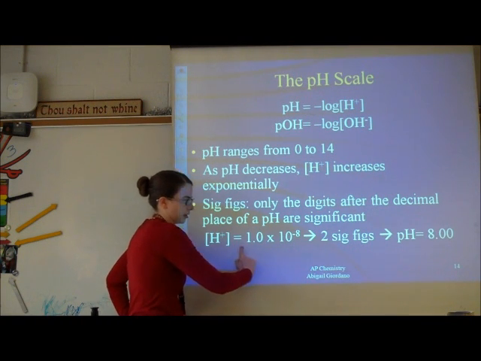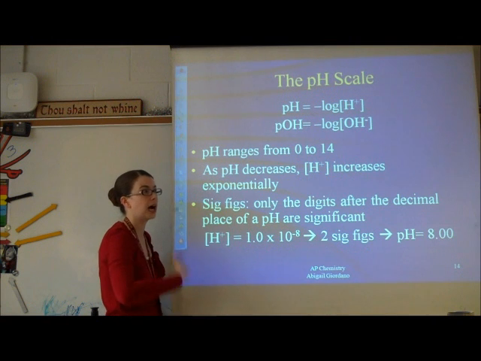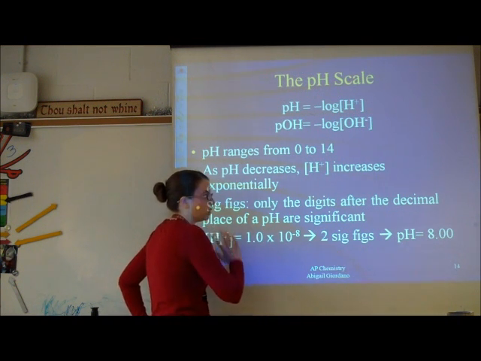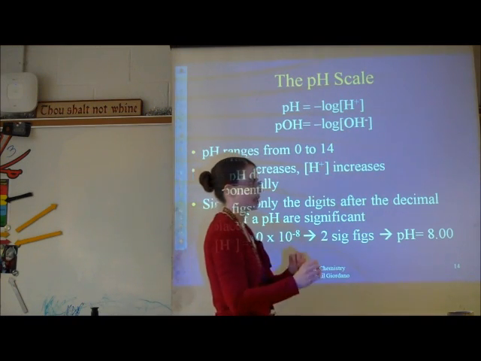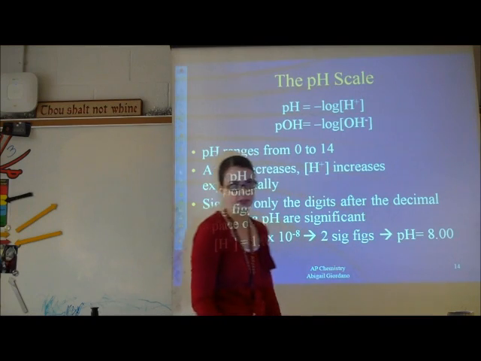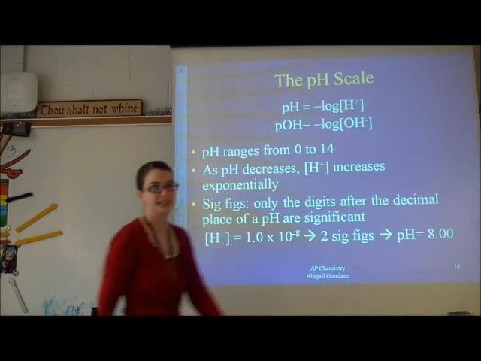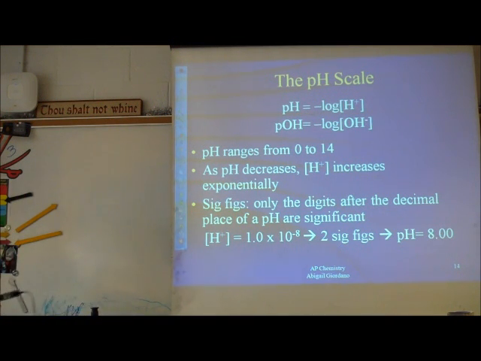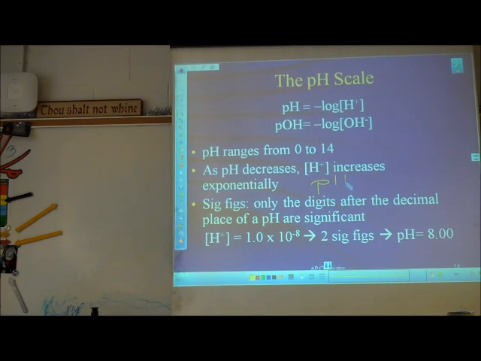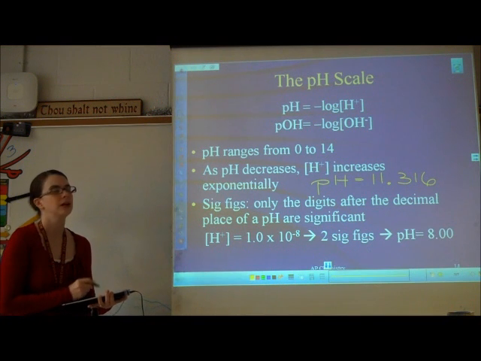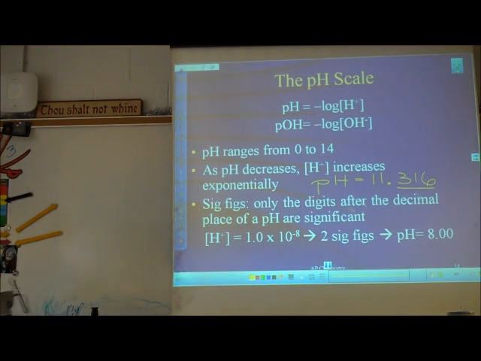Do you agree that this given piece of information, and that's always where you get your guide on sig figs, from given information, has 2 sig figs? Yes. When you go into the realm of pH, the only digits that are significant are the ones after the decimal point. So if your original number had 2 sig figs, that means your pH needs to have 2 decimal places. And vice versa. What if I gave you a pH like this, 11.316, and I said solve for the hydrogen ion concentration? How many sig figs should your answer have? 3. So it goes both ways.